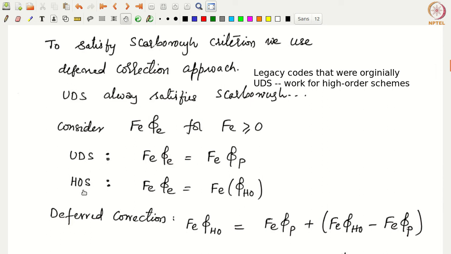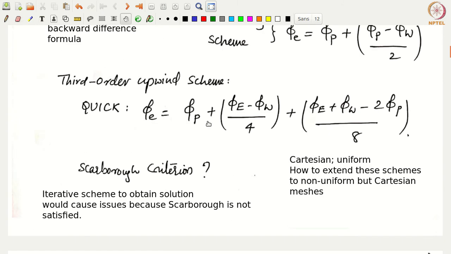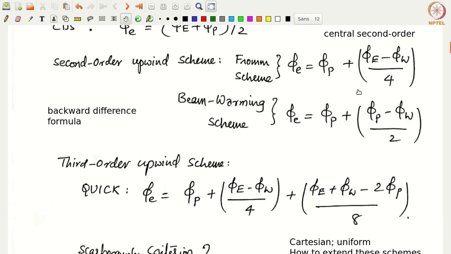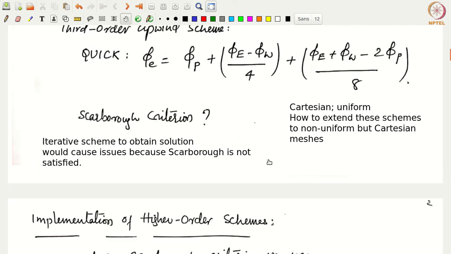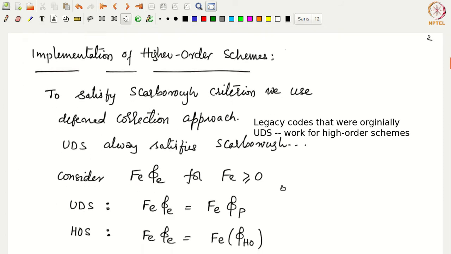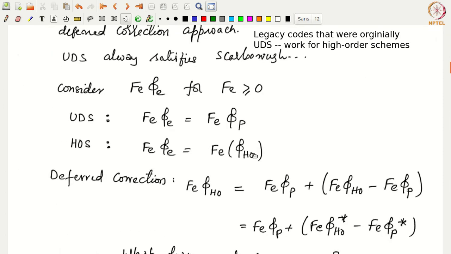Now what about the higher order scheme? Let's say you take some higher order scheme, which I would like to write as HO. Fe phi e would become Fe times phi higher order. Now phi higher order is not just phi P, but this entire thing, phi P plus so on. It is basically a big expression that contains not only phi P but also several other neighboring values, as given by the higher order scheme.